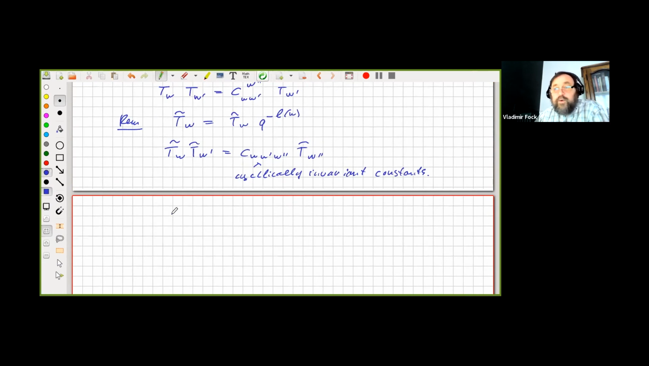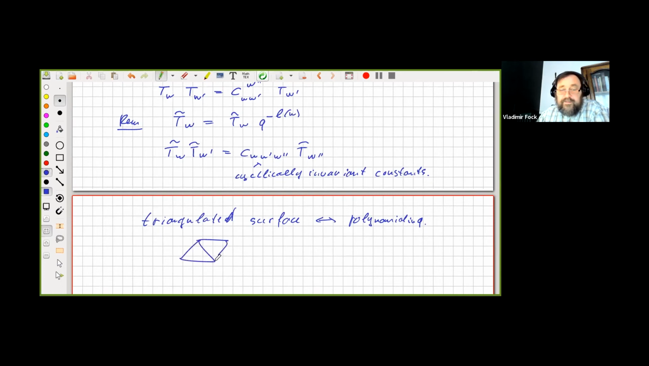Now, the claim is the following, that if you have a surface, you have a triangulated surface, then you can associate to it a polynomial in Q. So how do you associate? You take the triangulated surface, and this P of Q, which will be the sum, well, this standard partition function. So you take the elements of the Weil group on the edges.